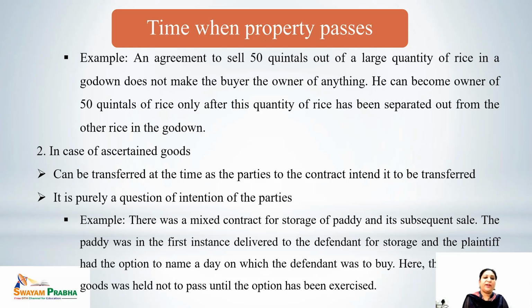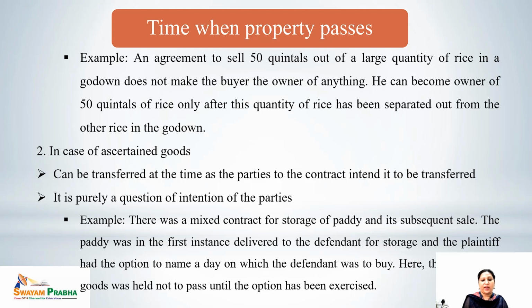So the second point is in case of ascertained goods. If the property which is to be passed is ascertained goods, it can be transferred at the time when both of the parties intend for that transfer. So it basically depends purely upon the intention of both the parties of the contract of sale, that means the buyer and the seller.